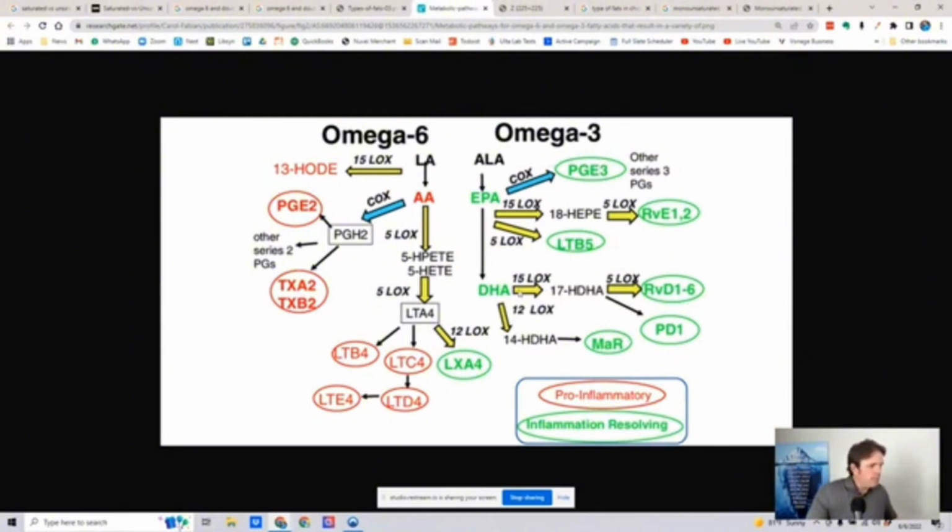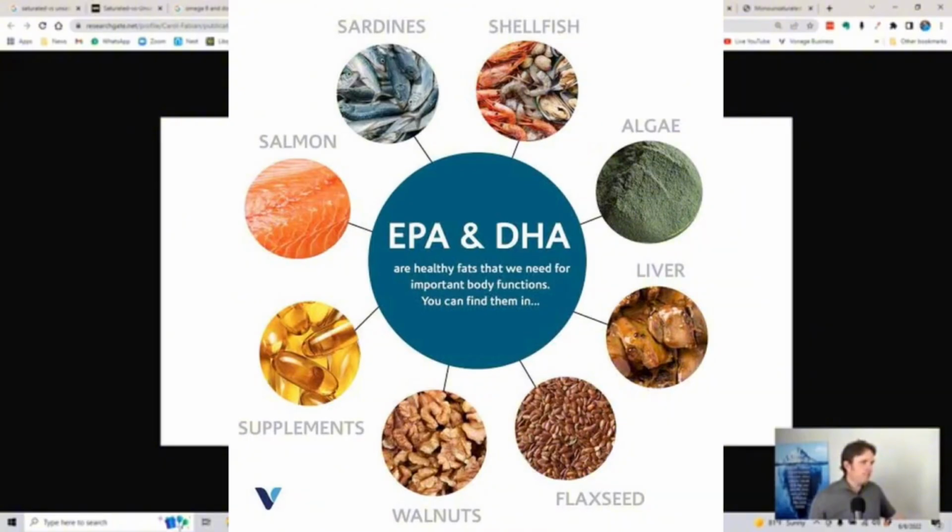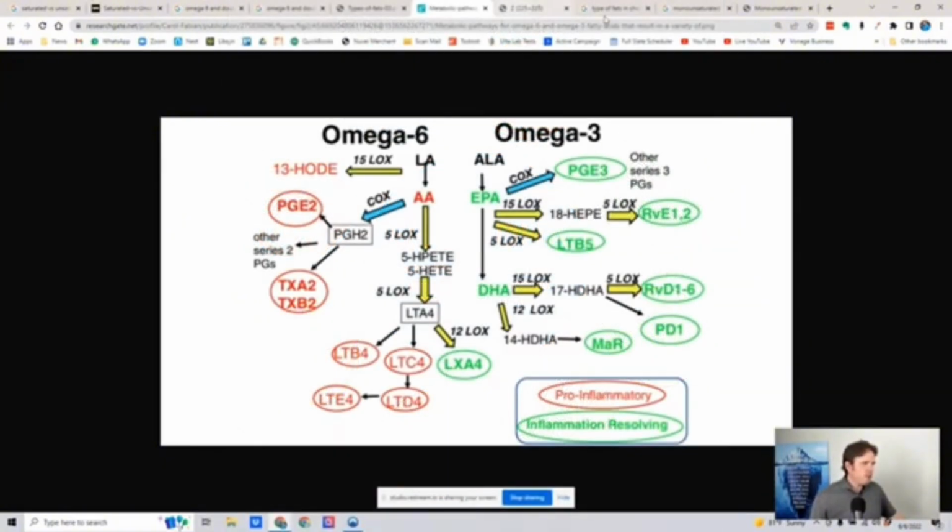And again, your EPA, DHA fats are really important because these are really anti-inflammatory. This is what's in fish oil. And then DHA is very brain building. So very helpful for brain inflammation to really get the DHA fats up there significantly. Excellent, excellent.